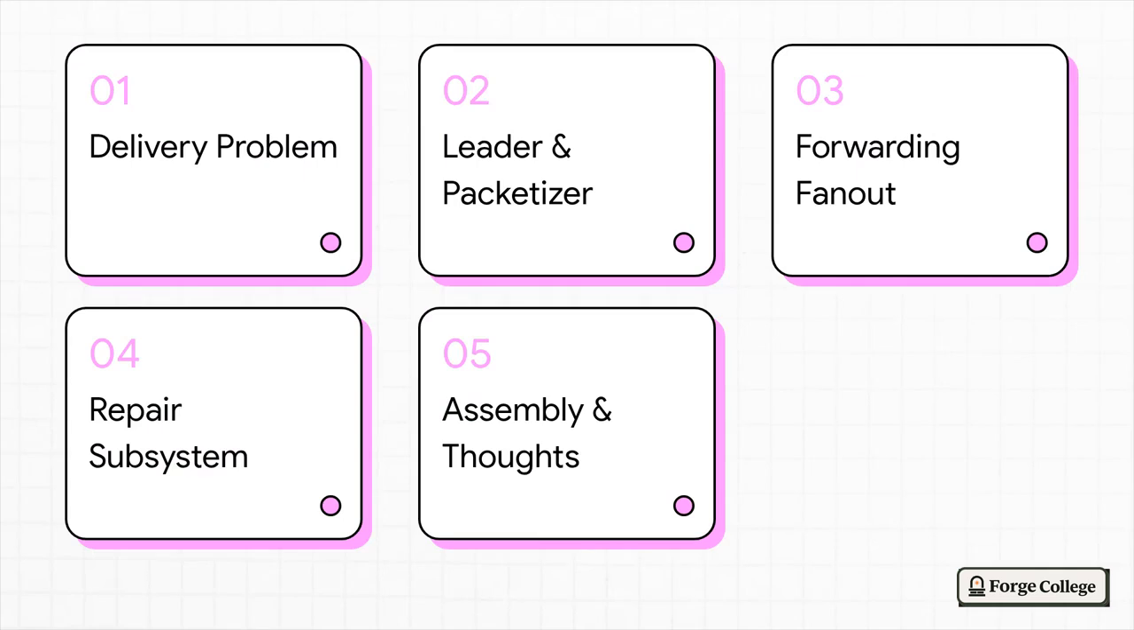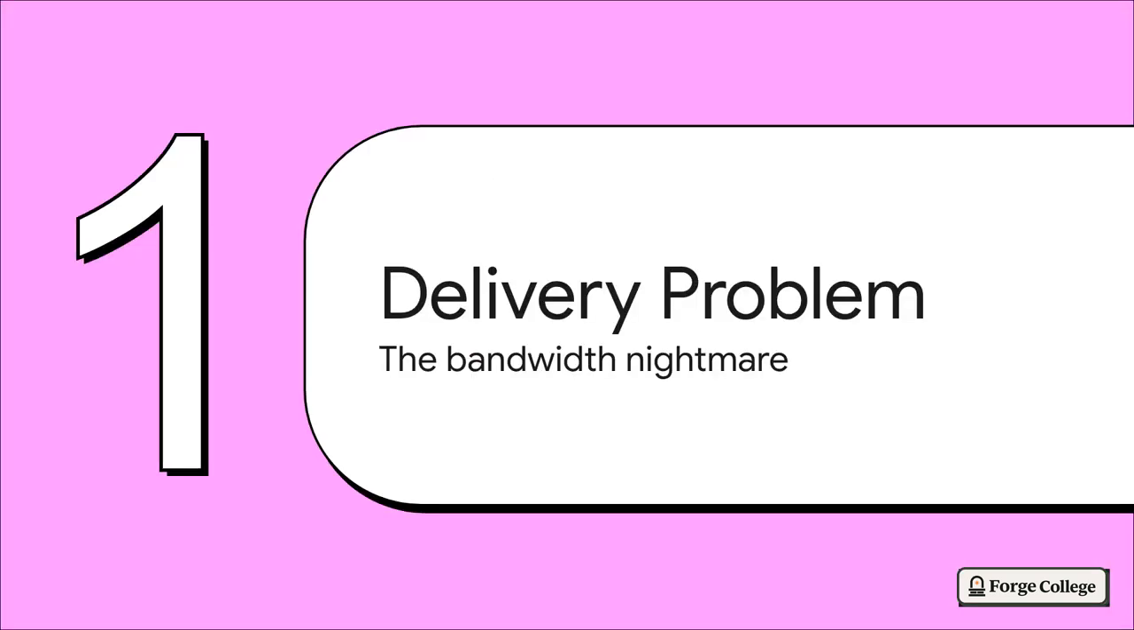Here's our blueprint for today. We're going to trace a single block of data chronologically, hitting the delivery problem, the leader and packetizer, the forwarding fanout tree, the repair subsystem, and finally, assembly. Let's kick things off with section 1, the block delivery problem.